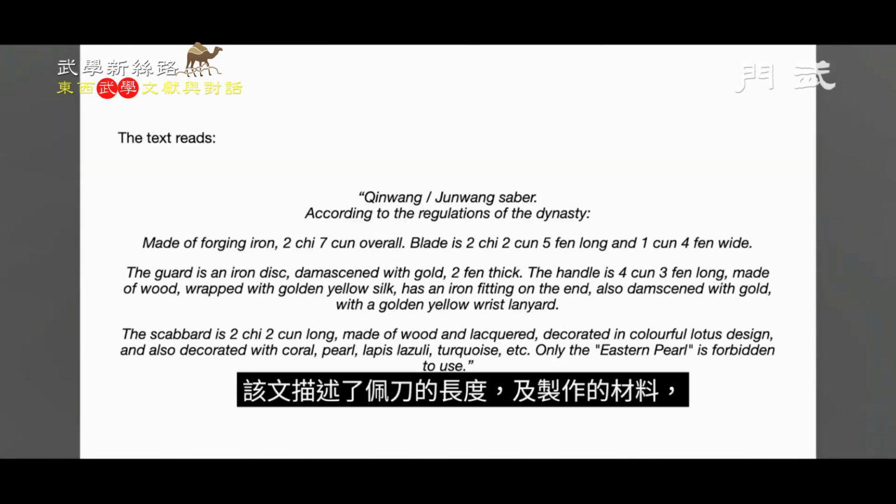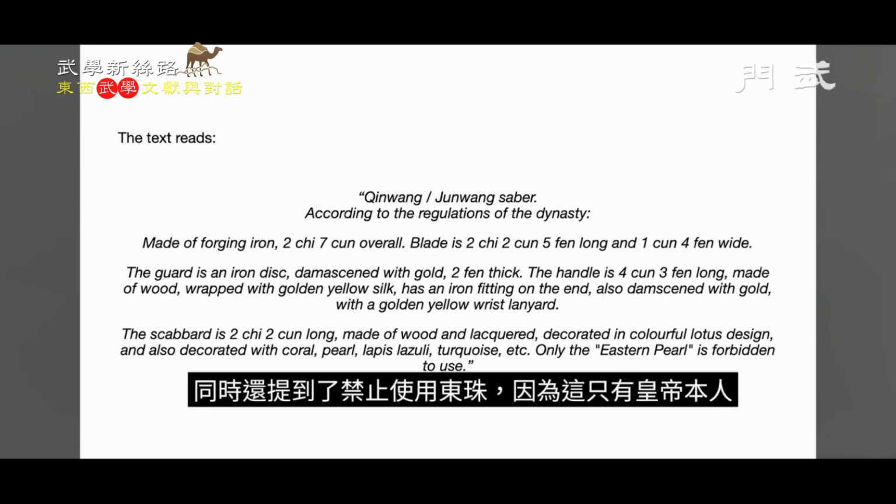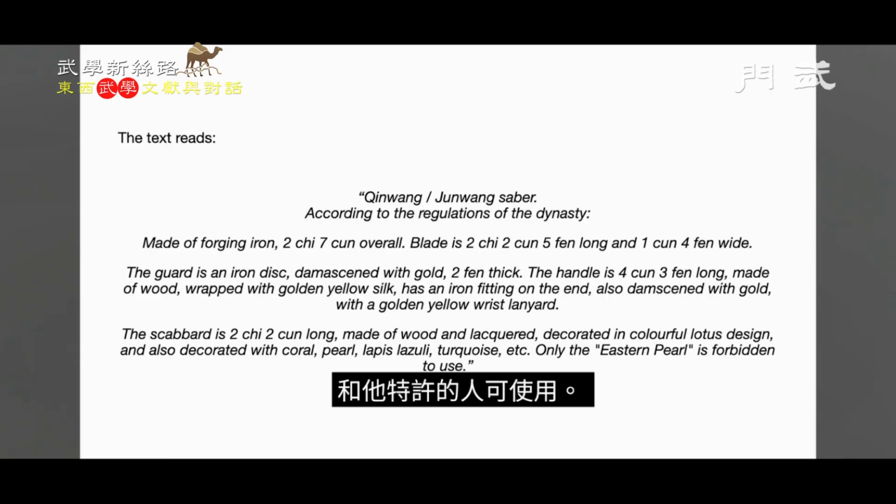This is the description. It shows how long it is and what kind of materials could be used. And it also says that the Eastern pearl is forbidden to use because this was only for the emperor himself and people that he specifically said could use them.